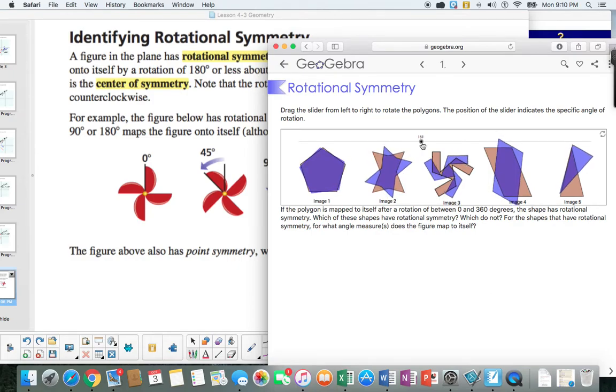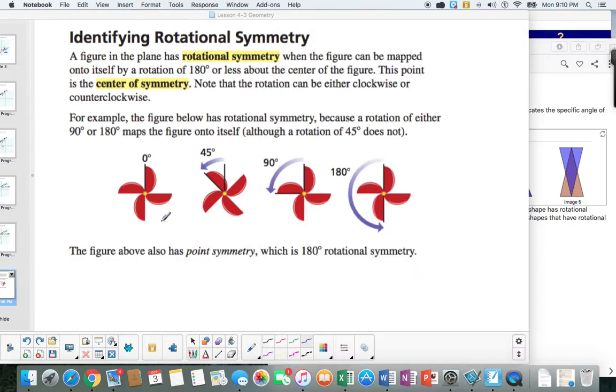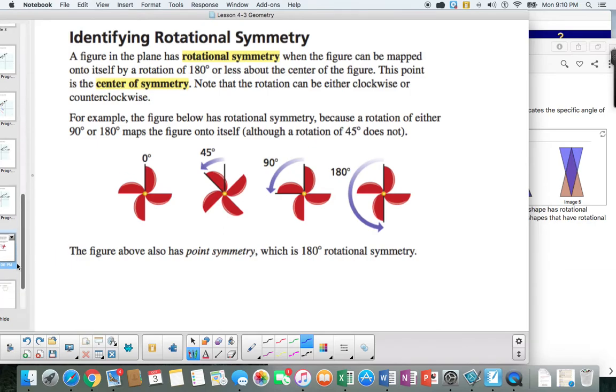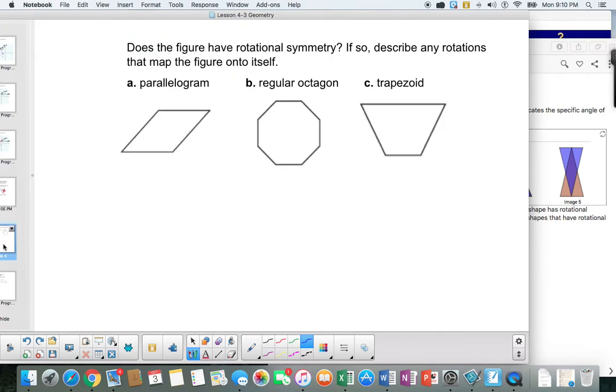And then when I get to 180, it looks like this matches onto itself and the parallelogram matches onto itself. So that's what we call rotational symmetry. If you can match something up in 180 degrees, we call it point symmetry. Okay, so let's take a look at these figures.